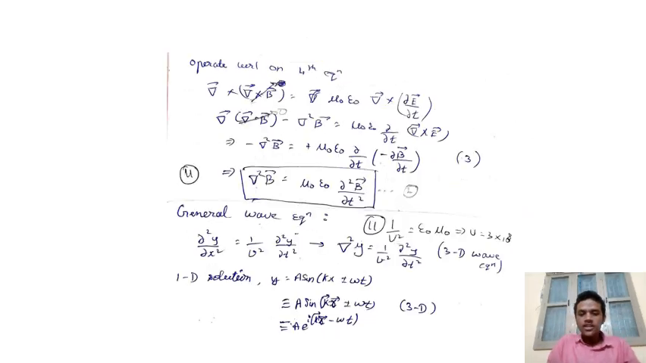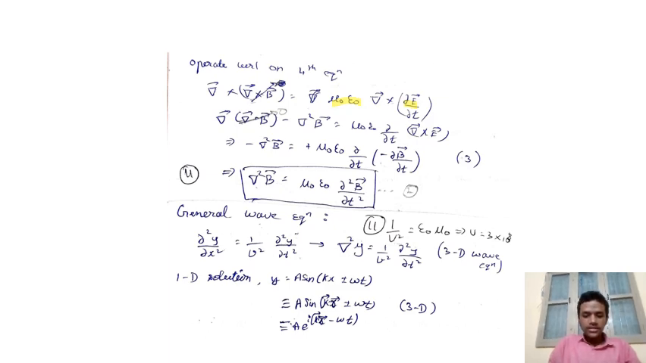Now let's derive the magnetic form of the electromagnetic wave equation. Operating curl on Maxwell's fourth equation, that is curl of B̄ is equal to μ₀ε₀ ∂E/∂t, and applying curl on both sides and using the previous formula, we arrive at another equation, which is del square B̄ is equal to μ₀ε₀ ∂²B/∂t².